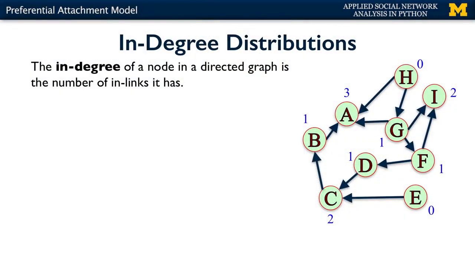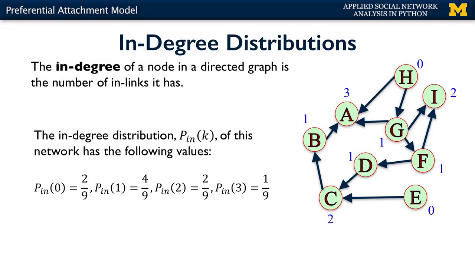Now, sometimes we're working with directed graphs instead of undirected graphs. And then in that case, we would be interested in the in degree or the out degree of the nodes. And so usually we look at the in degree. In this case, if we look at the in degrees, this is how they're distributed. And if we look at the in degree distribution, say P_in(k), that degree distribution would have these values. So we have P_in(0) is 2/9 because 2 nodes have in degree 0. P_in(1) is 4/9 because 4 of the nodes have in degree 1, and so on.